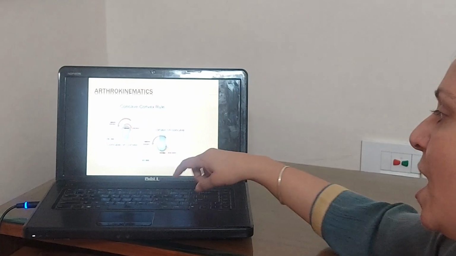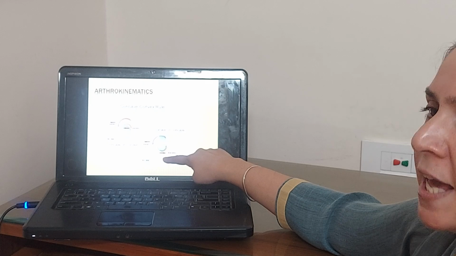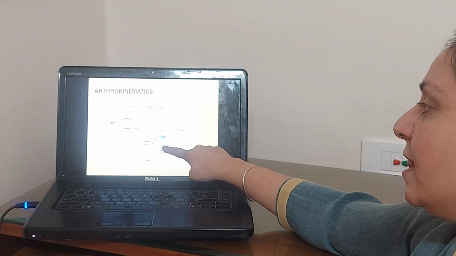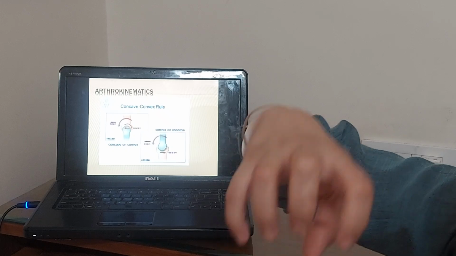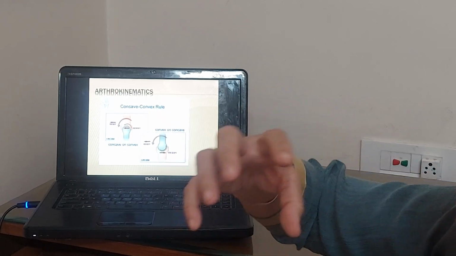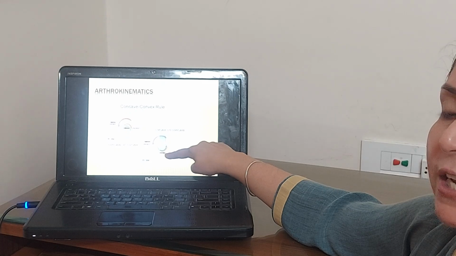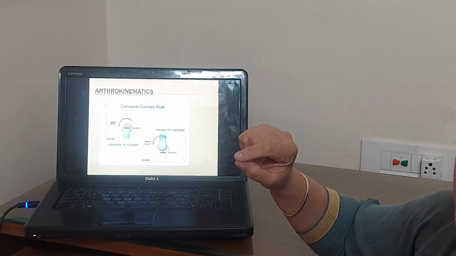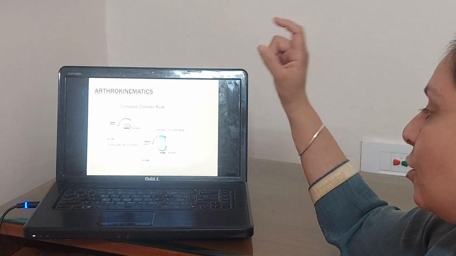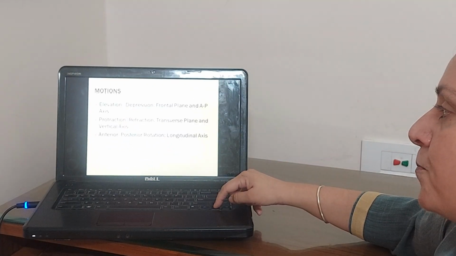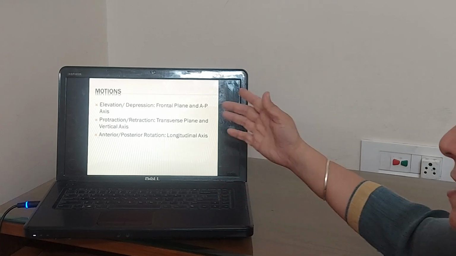Whereas when the convex surface is moving on a stable concave part, you see that the intra-articular movement is opposite to that of the bone. That is, the arthrokinematics is opposite to that of the osteokinematics. Now, if we are fine with this kind of a revision, we will start with the motion.